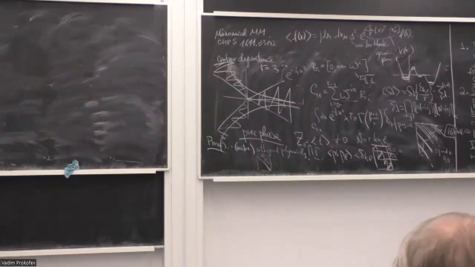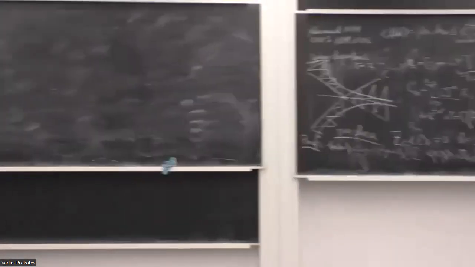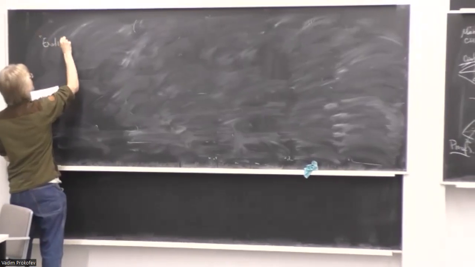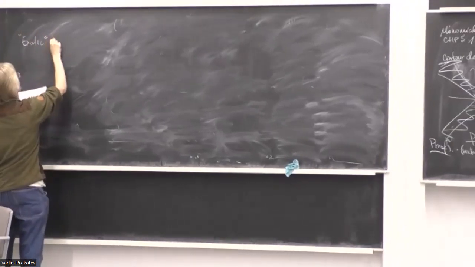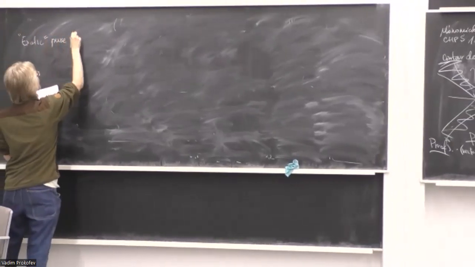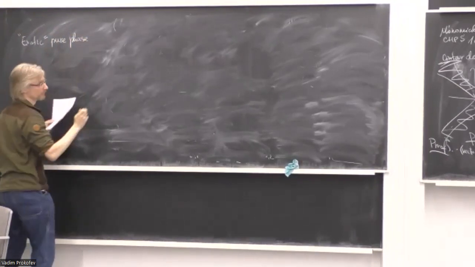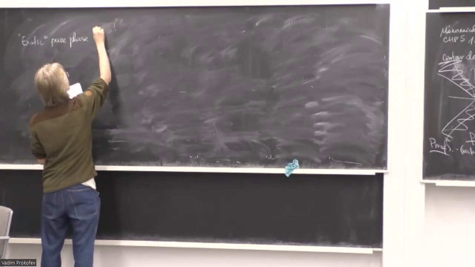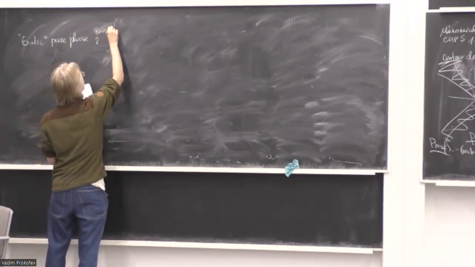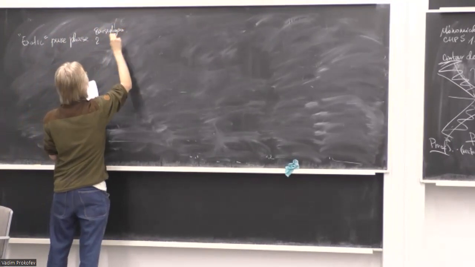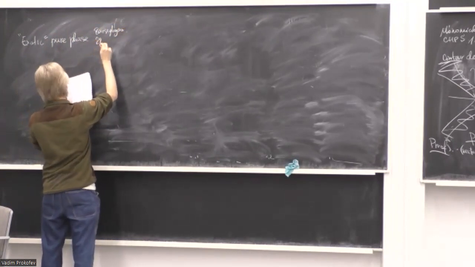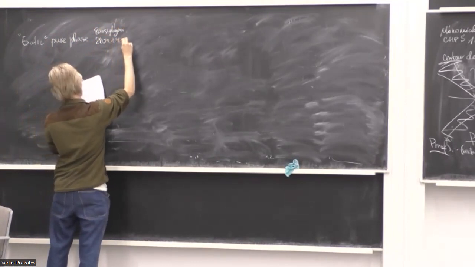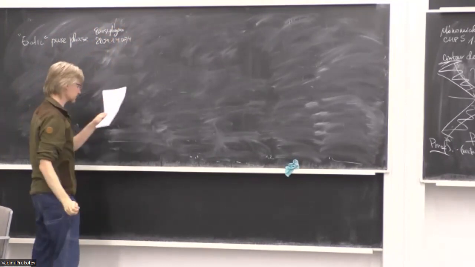But then I wanted to talk about two more topics. So one is the exotic pure phase of the monomial matrix models. This is joint work with Silver Lucian, arXiv 2204.14074.